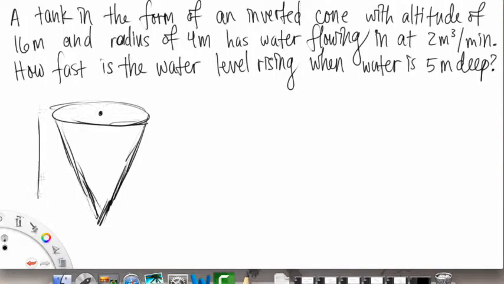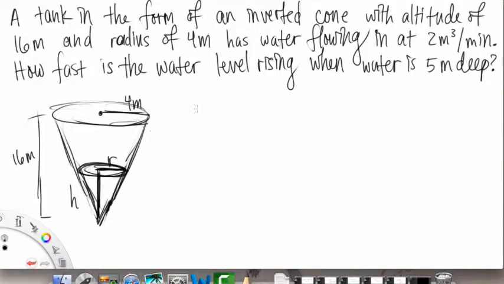Well, the height is going to be 16, so how tall it is, 16 meters, and we know that the largest radius is 4 meters, and the water is flowing in, so we have water coming in, so the water level is going to be rising. So this is our height, h, and this is our r, our radius at a given time. So altitude is 16 of our entire cone, and the radius is 4 of the cone. And the water part, that's flowing in at 2 meters cubed per minute.